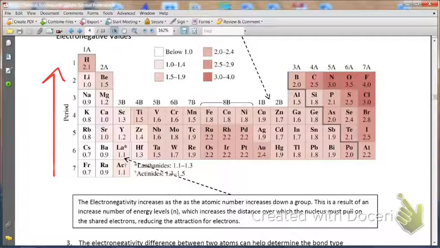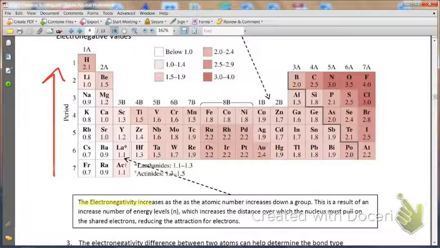Now, why does this occur? Well, it goes back to the fact that electron shells are being added as we're moving down the periodic table. And as we're adding electron shells, this is going to change the attraction for those bonding electrons.